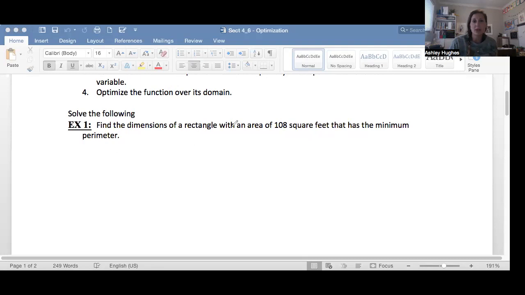Find the dimensions of a rectangle with an area of 108 square feet. So I like to call this the constraint function, and that's just a term that I made up when teaching this several years ago. So you always have a constraint function. That's the thing that's not changing.